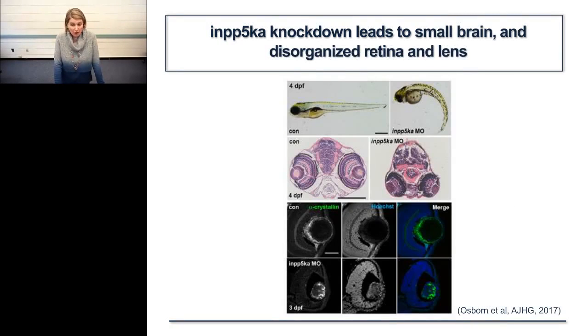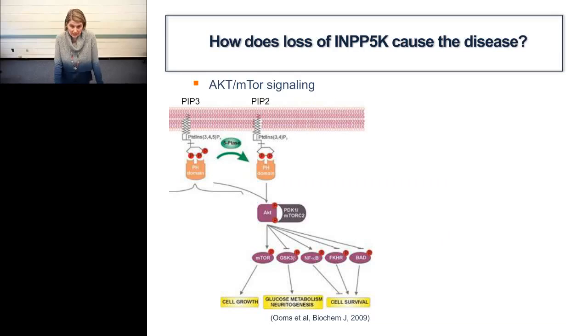We have a smaller head with disorganized eyes, and we also saw a disruption in crystalline organization in the lens during development, which is similar to what happens in congenital cataracts. So again, in this zebrafish model, we were able to recapitulate all of the characteristics of the patients with the myopathy, the small brain, the small body, and the ocular deficits.